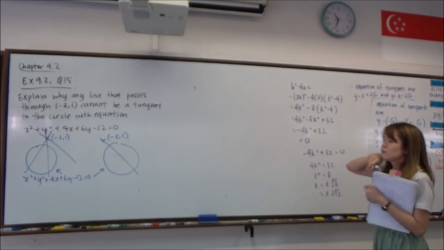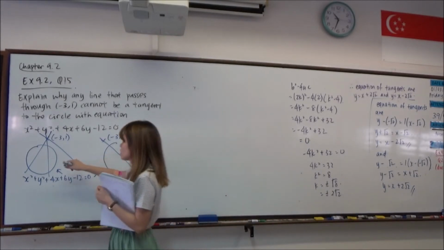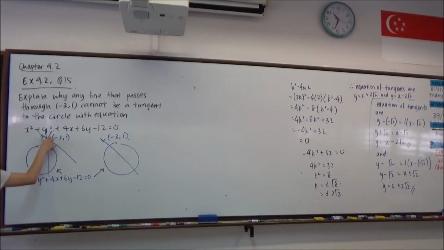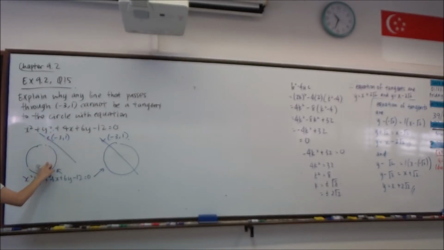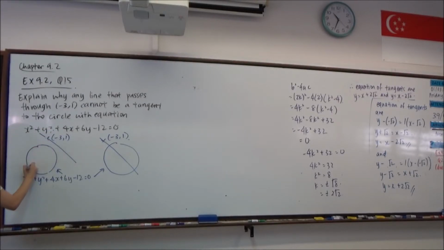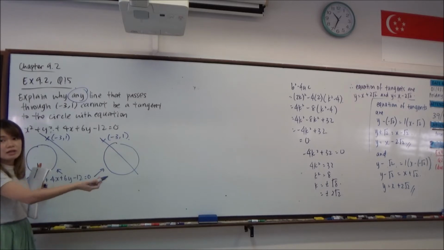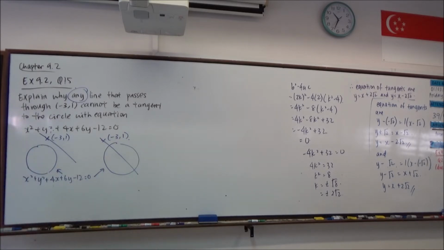Okay, so what Brian is saying is that we do not actually need to consider the case whereby we have this one. Why? Because the question actually says any line. As long as I can find one line that will cause this intersection to happen, and it passes through negative 3, 1, then it is not possible to have any line that can be a tangent to it. We just have to find one counter example to actually prove this statement.